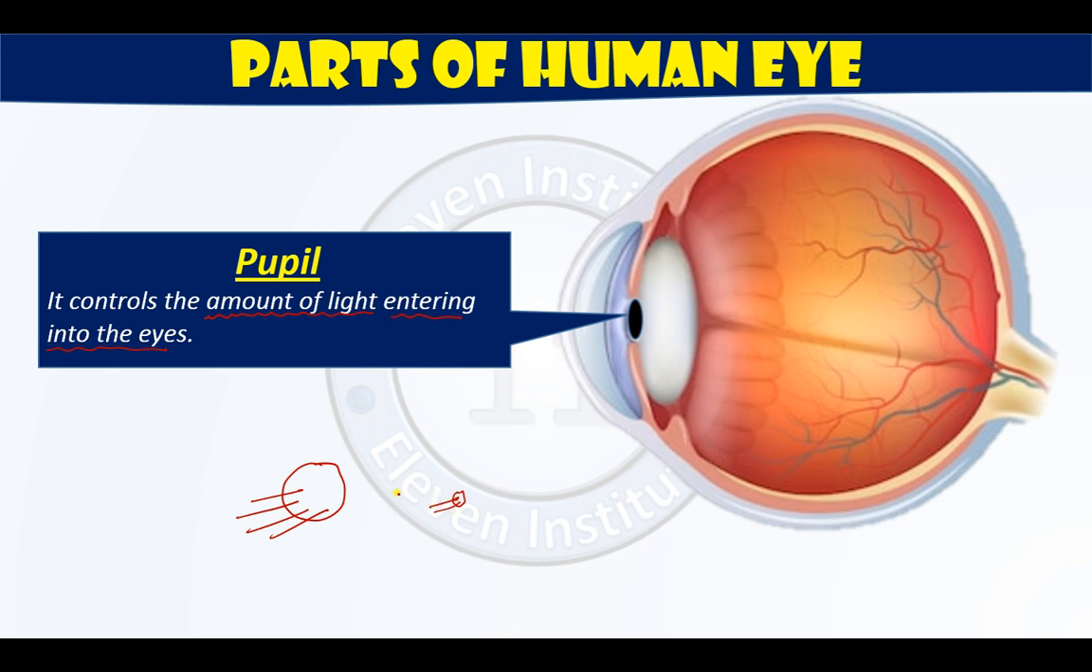Right. And who controls the size of pupil? The size of pupil is controlled by a muscular diaphragm, that is iris. It controls the size of the pupil and pupil controls the amount of light entering into the eyes.